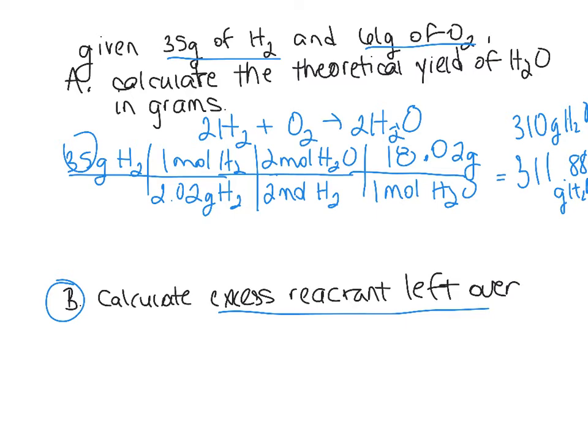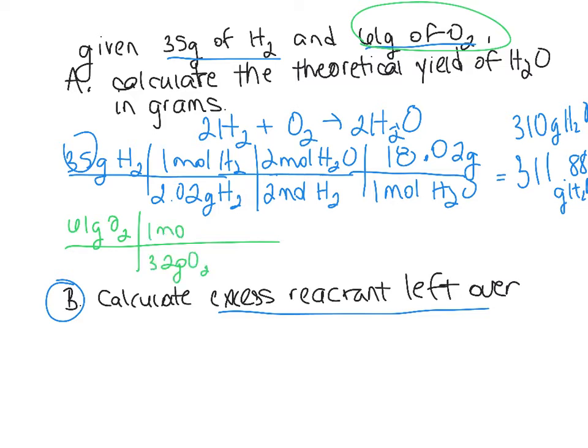I'm going to switch colors here just to help. I'm going to take my second given of 61 grams of O2. It's 32 grams of O2 would be my molar mass. Be careful that you don't do 16. This is a diatomic. My ratio for this one is 1 to 2. The 1 mole of O2 being on bottom, 2 moles of H2O to be on top.